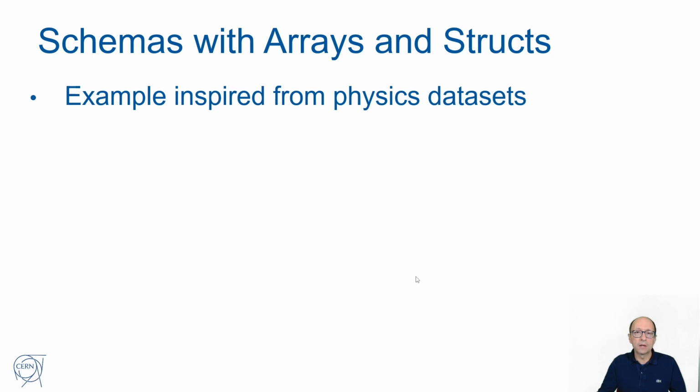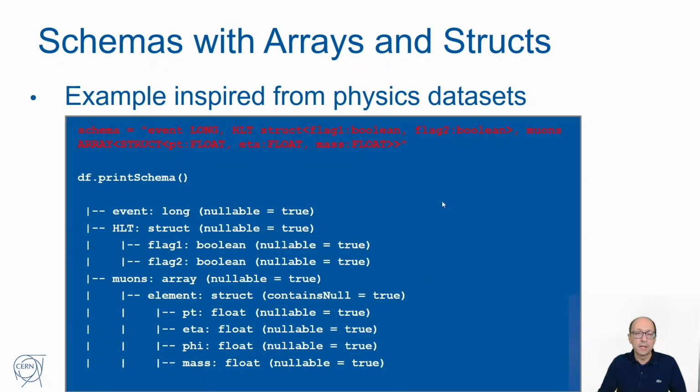We can have complex schemas in Spark. This is inspired from physics. Let's say we have a list of events, and then there is a struct with some flags for a high-level trigger. And then we have a list of muons, and for each muon, we have certain characteristics of the muon that are used by analysis.